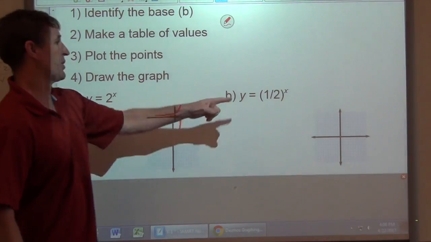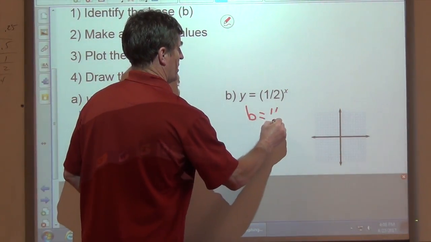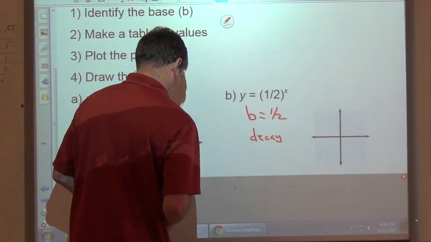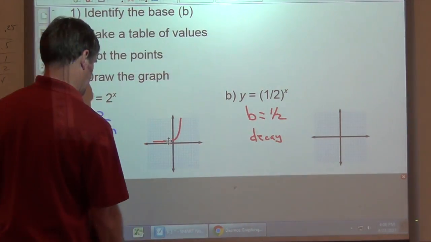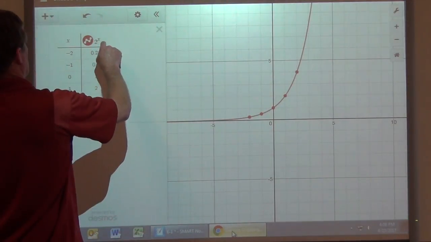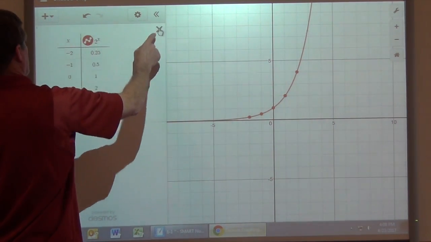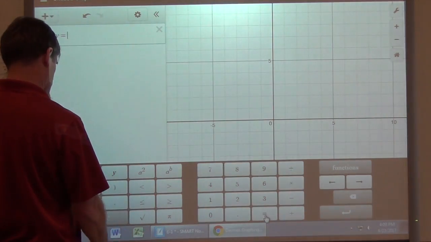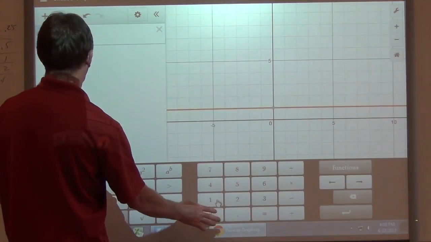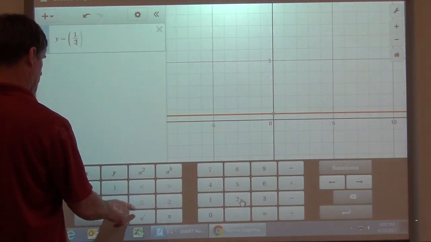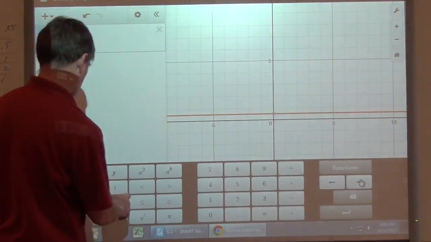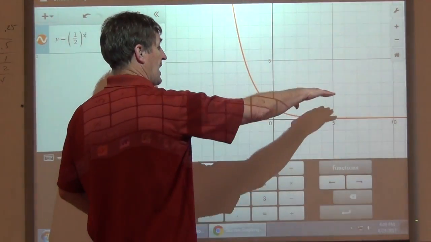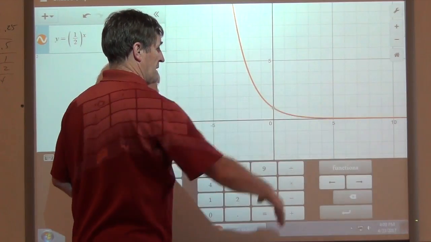Okay? So now when we look at this one, our b value is 1/2, so that's between 0 and 1, so that is a decay problem. And so now again, if we go back to the Desmos, let's just delete this. So y equals, put that in parentheses, 1 divided by 2 to the x power. So we get our graph, and now you can see the decay is going to go the other way. Before it was increasing, now it's going to be decreasing.